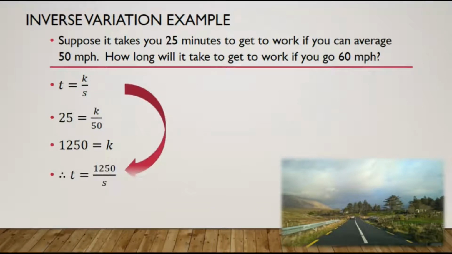We now can complete our inverse variation equation. Time is inversely proportional to speed, and particularly here, t is equal to 1,250 over or divided by s. To answer the question, all we need to do now is replace s with a speed of 60 miles per hour to solve for time. And when you take 1,250 divided by 60, we get approximately 20.8 minutes.